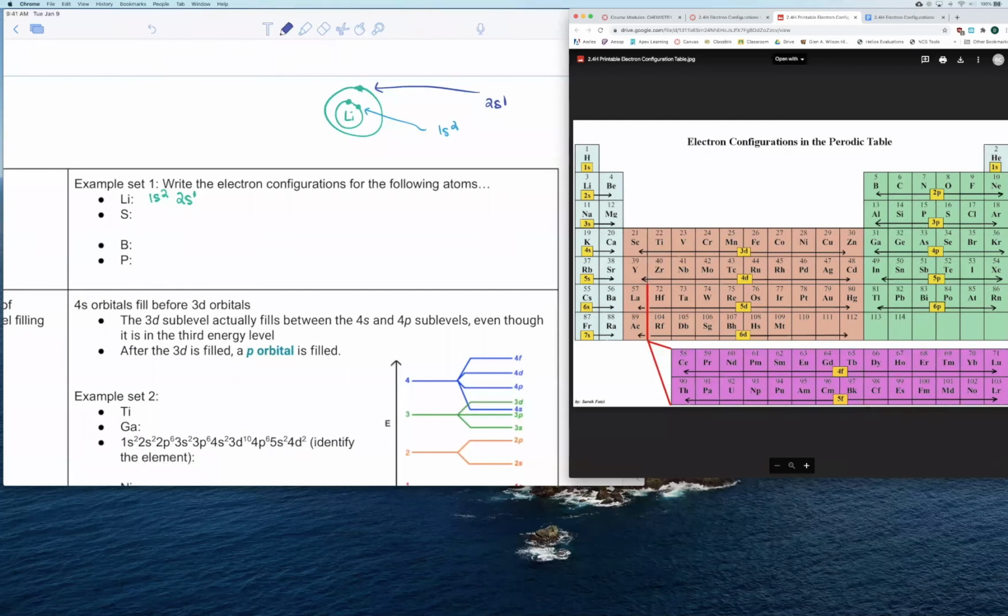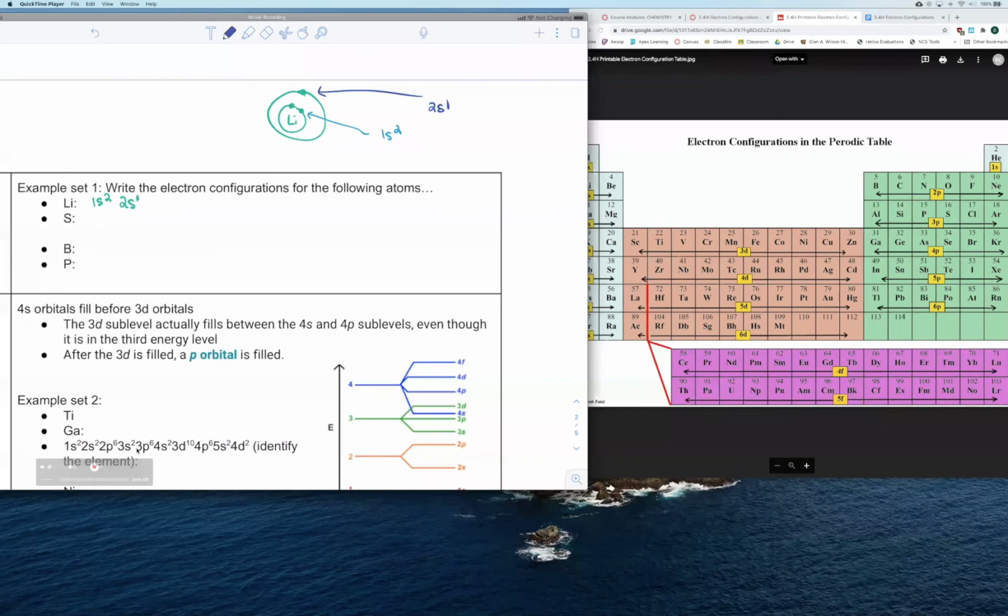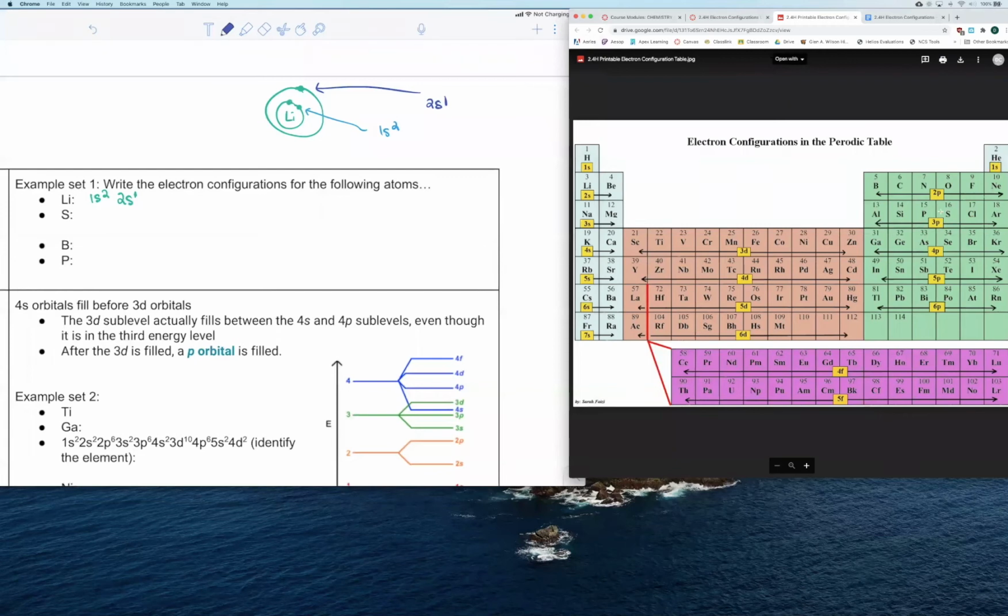Okay, so let me do sulfur, and then I'm going to have you practice these ones on your own. For sulfur, hold on, give me a second. Okay, sulfur is right here. Again, I'm going to start from the beginning. So I have 1s1, 1s2. So my 1s sublevel is filled. And then moving on, I have 2s. So this would be 2s1, 2s2.